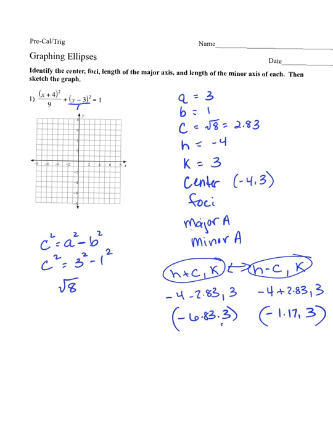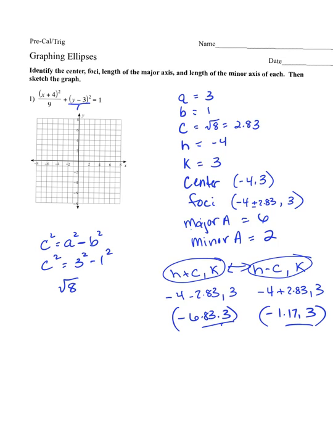So I'm going to put my foci here, and it's -4 plus or minus 2.83 comma 3. So you can put them in one parenthesis, but then when you plot them, you have to have these numbers here so you can plot them. The major axis is 2a, so that would be 6. And the minor axis is 2b, so that would be 2.